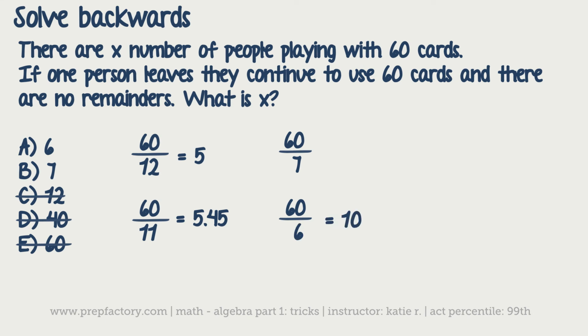So 60 divided by 6 is 10, but 60 divided by 7 is not a whole number. So we can cross that out, and we know that A is the correct answer.